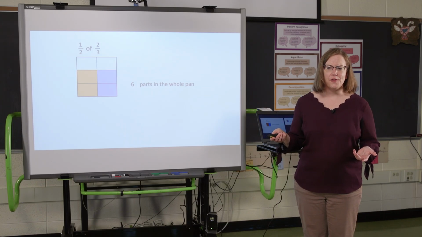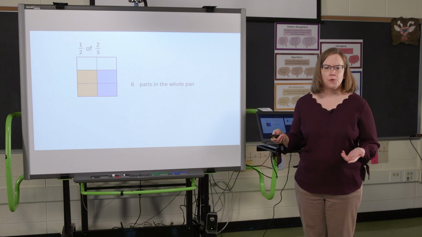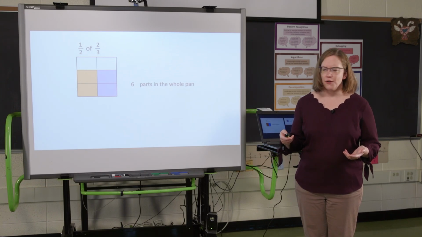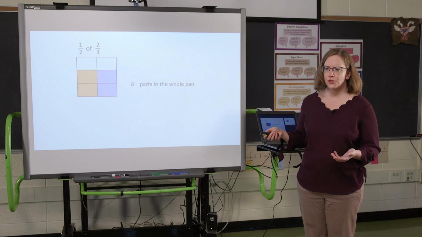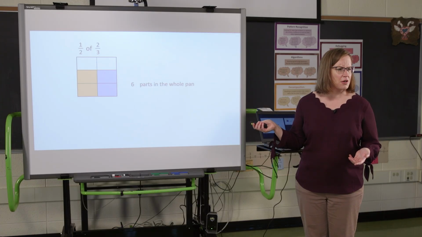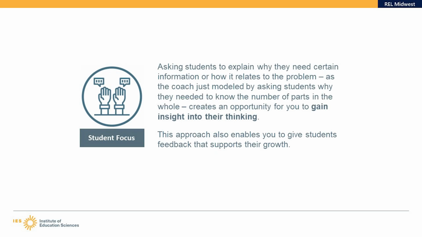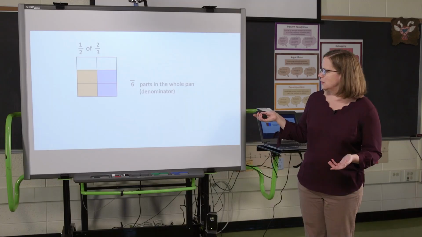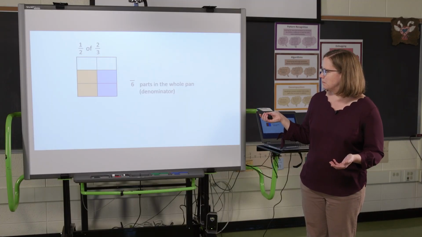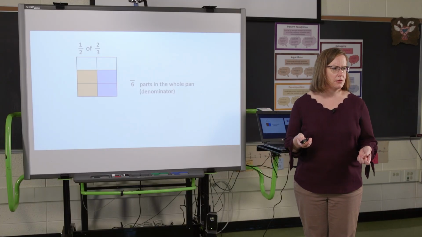Why do we need to know that though? If we're trying to figure out what fraction of the pan is shaded in orange, what does that number of parts in the whole tell us? Yeah, it's the denominator of our fraction. So if that's the denominator, what would our numerator be?